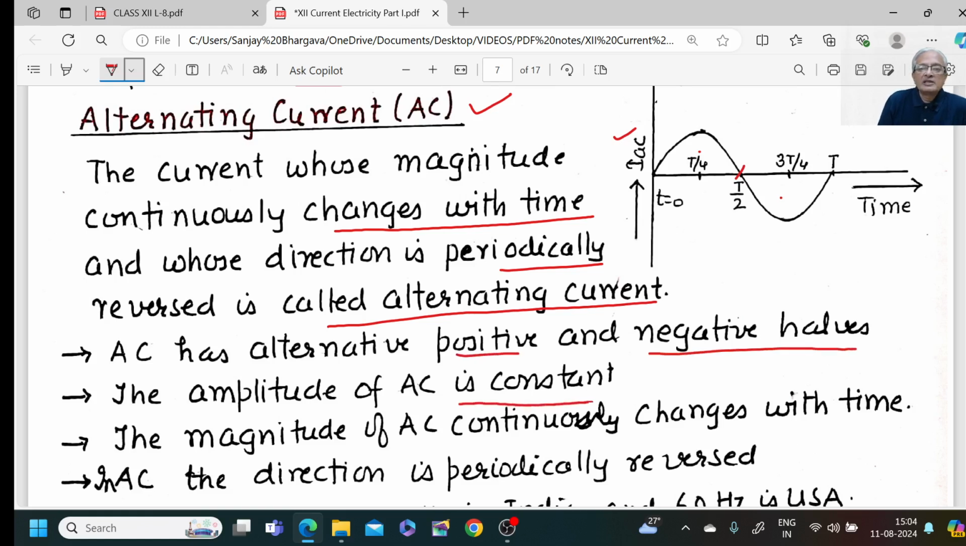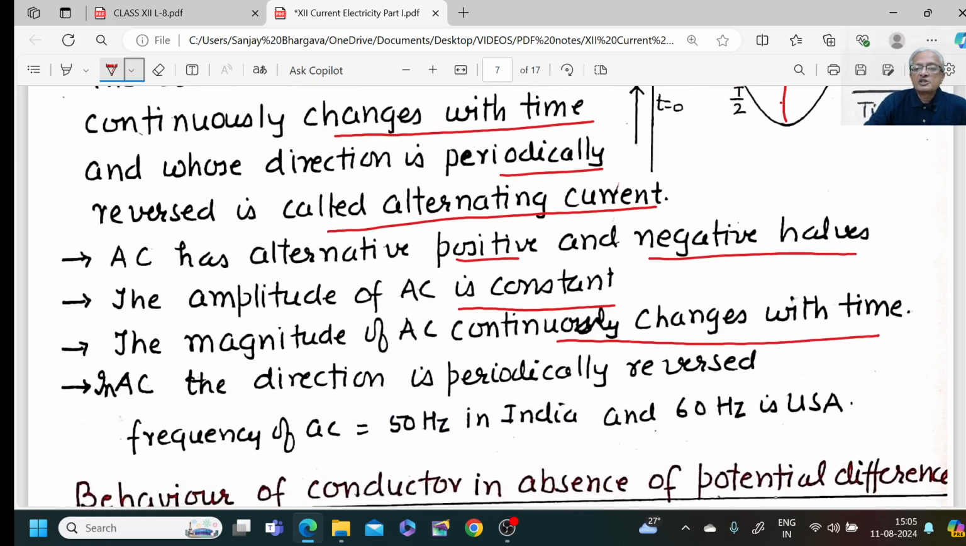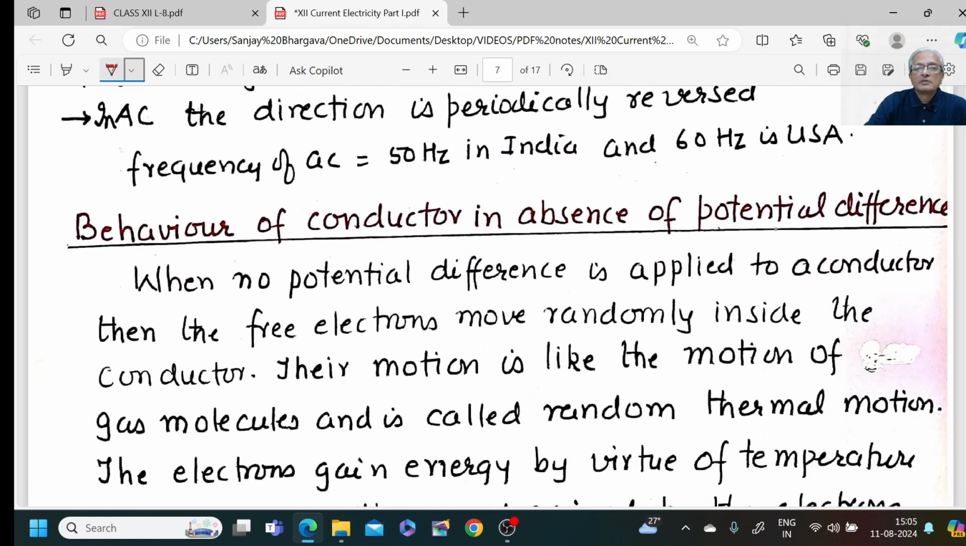The amplitude of AC is constant. Amplitude means this maximum value, and this remains constant. The magnitude of AC continuously changes with time. See, the magnitude of AC is continuously changing with respect to time. In AC, the direction is periodically reversed. Now what is the frequency of AC? It is 50 Hertz in India. That is, the domestic AC that we obtain at home is at 50 Hertz, while in USA the AC is supplied at 60 Hertz.